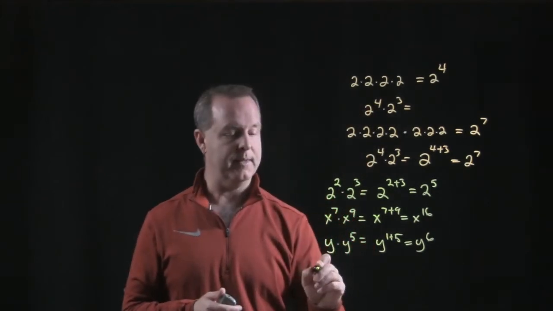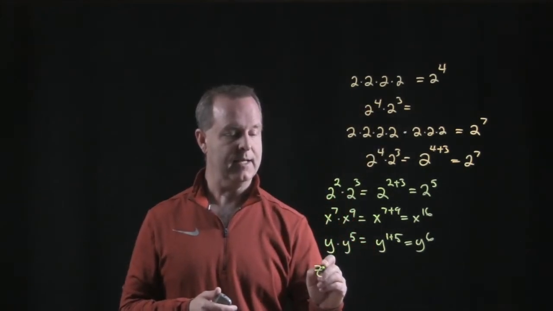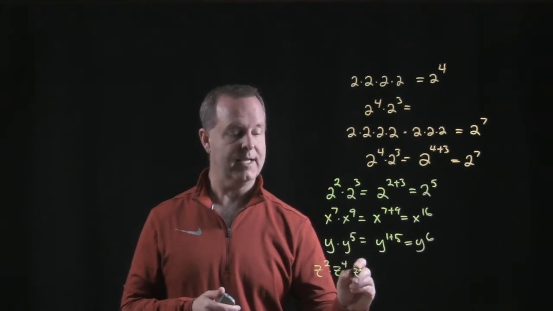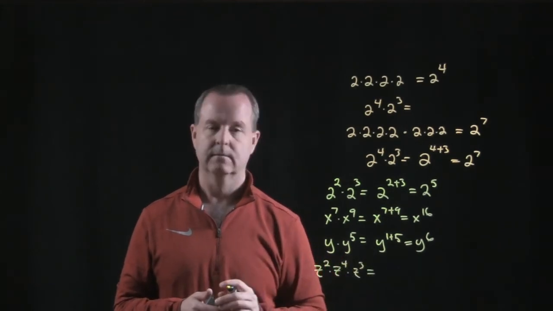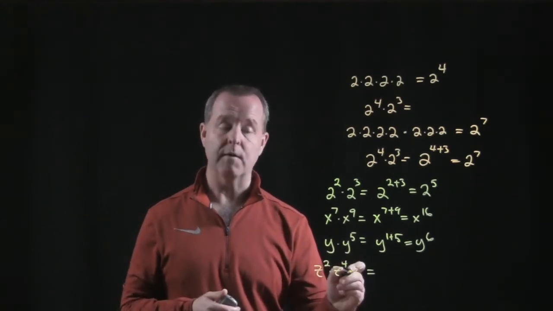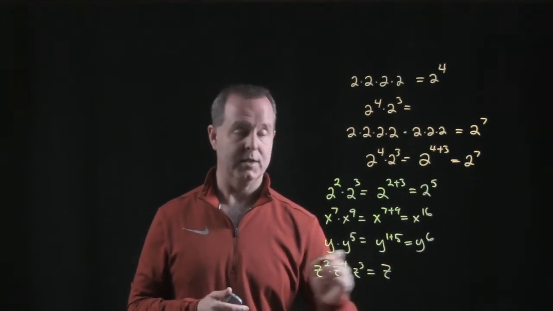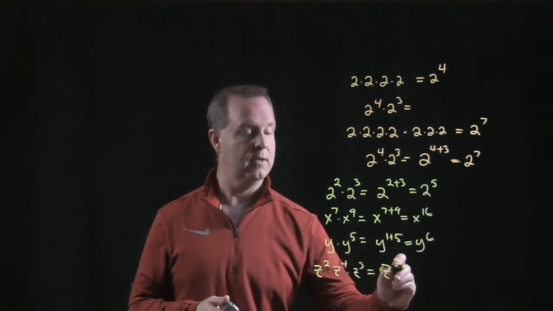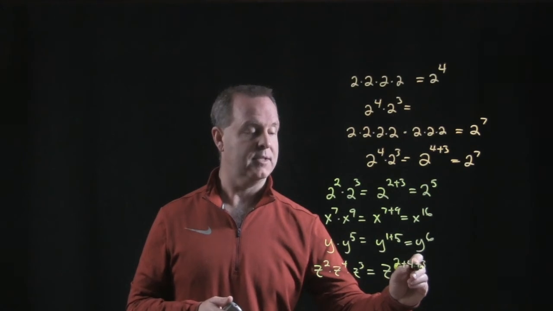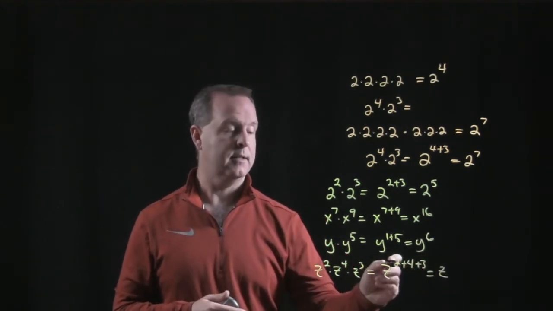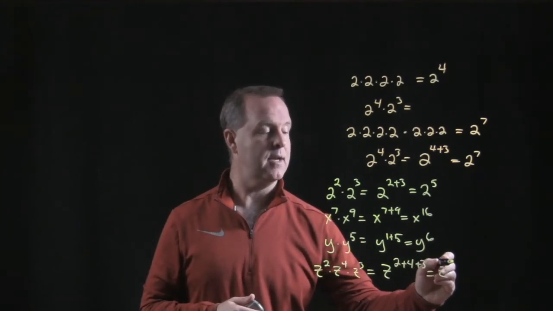Well, what if we have z squared times z to the fourth times z to the third? Can we do it with 3 terms? Sure. Notice that all the bases are the same, which is one of the requirements. From there, let's add their exponents: 2 plus 4 plus 3. And my result is z to the 9th.